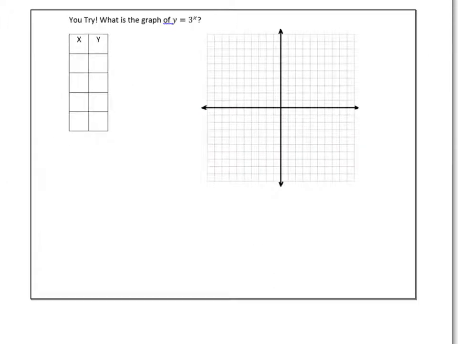Here is the problem that you're going to try here. You're going to graph y equals 3 to the x. You don't necessarily have to use a negative value for x if you don't want to. So go ahead, do this. Check with a neighbor either as you go through it or once you have your graph. And then unpause the video to check your work.